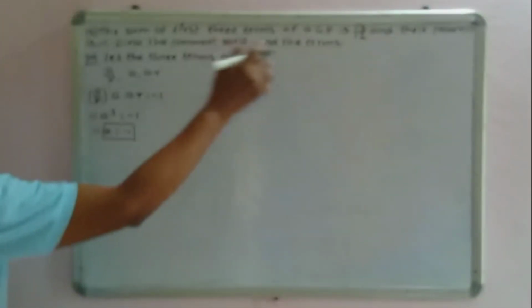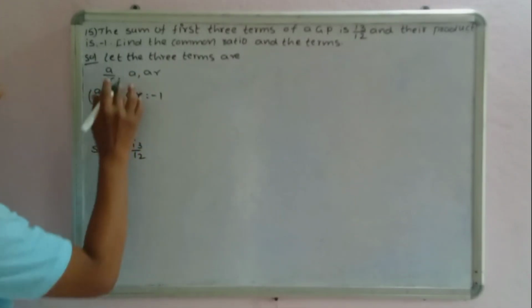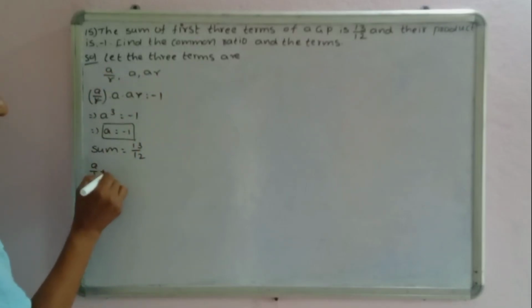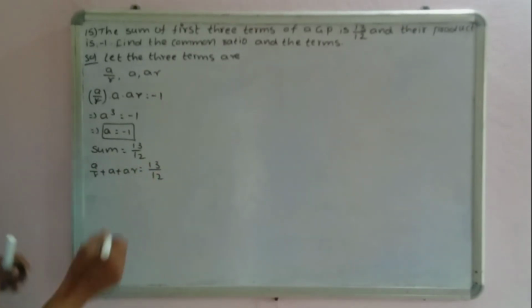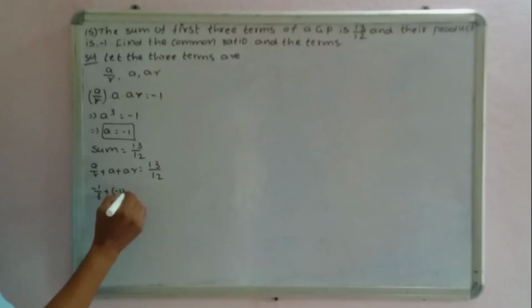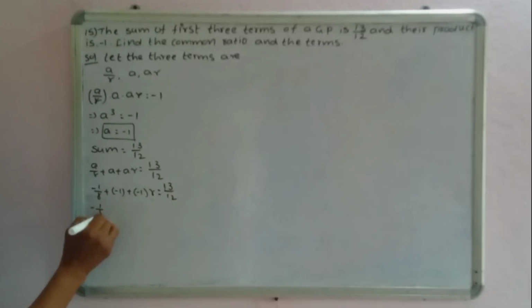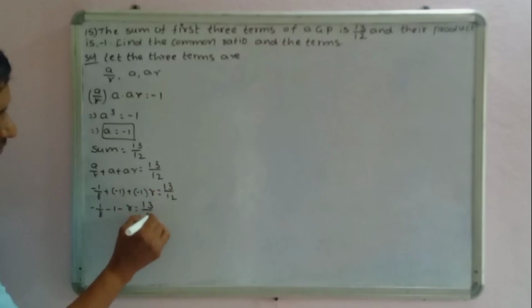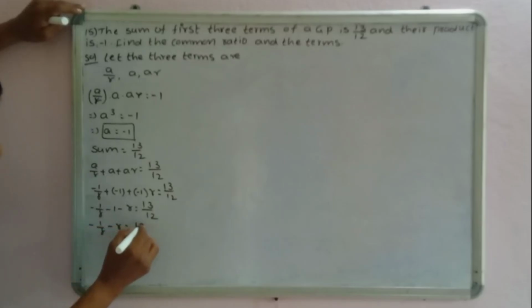Now the sum is how much? Sum is 13 by 12. What is the sum? It is the sum of the 3 terms. So a by r plus a plus ar equals 13 by 12. Here a value is -1, so -1 by r plus -1 plus -1 into r equals 13 by 12. Okay, -1 by r, plus into minus is minus, r equals 13 by 12. Write these two terms: -1 by r minus r equals 13 by 12.